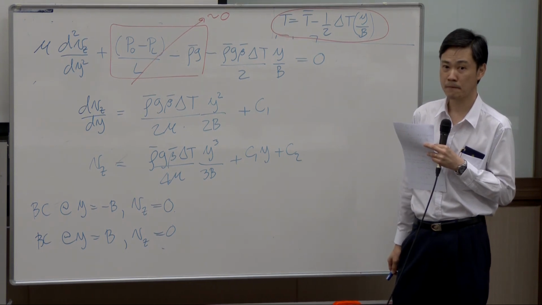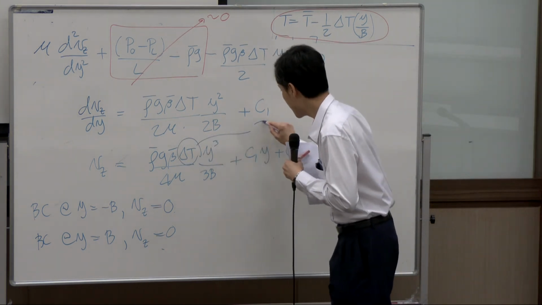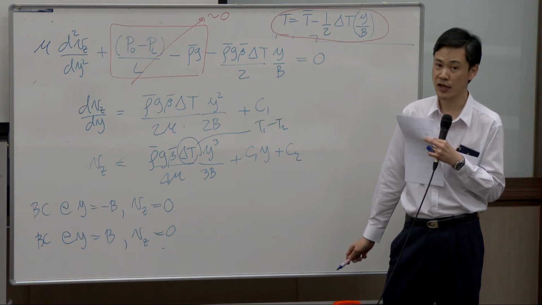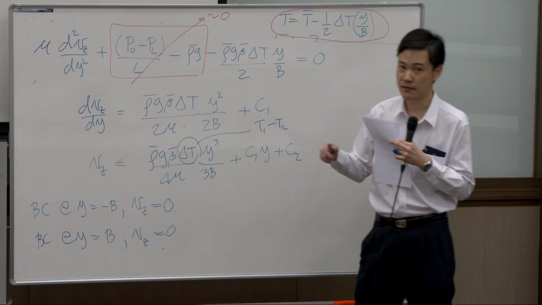Any question? Keep in mind that delta t here is t1 minus t2. It's constant. It's not changing with respect to position. The whole term, everything in here, is constant.